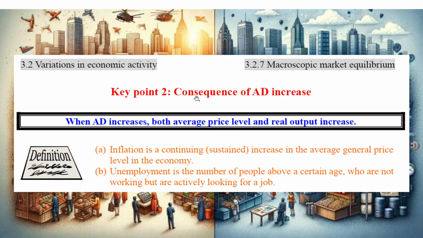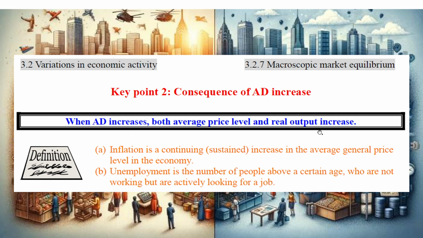And the consequence to the real world: when AD increases, both the average price level and the real output increase. Yes, the AD curve moves out, right? And then the effects will be inflation. The average price level increases. Inflation is a continuing, sustained increase in the average price level in the economy. Unemployment is the number of people above a certain age who are not working but are actively looking for a job. They want to get a job but they can't. We count it as unemployment.